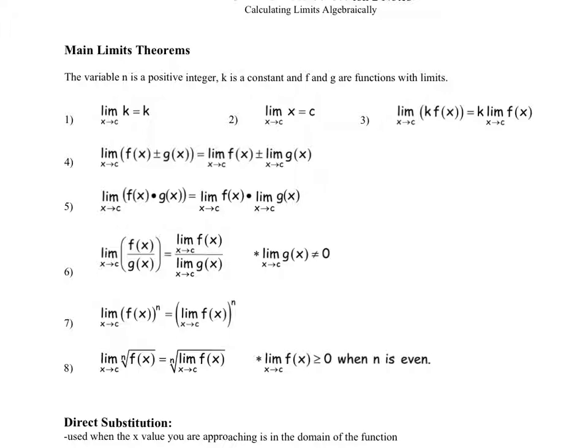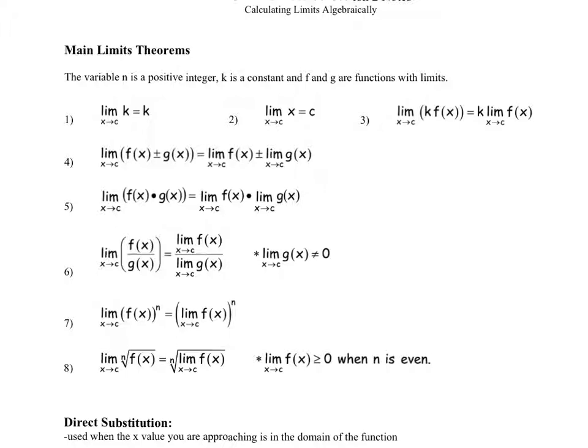The limit of x, as x approaches c, is just c. So you can see we're just plugging the c into x. Then we've got the limit of k times f of x is k times the limit of f of x. So any constant can come out front of the limit. We have the limit of f of x plus g of x is the individual limit of f of x plus the individual limit of g of x, and that's adding or subtracting.